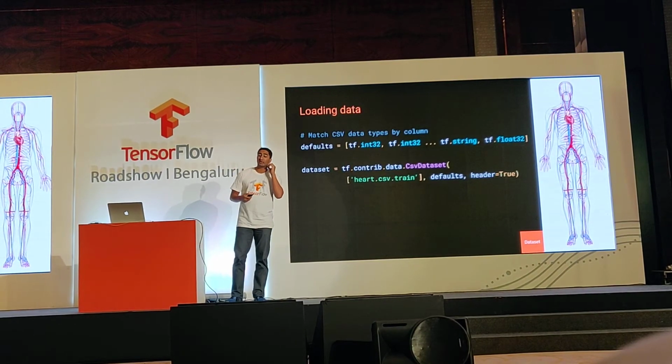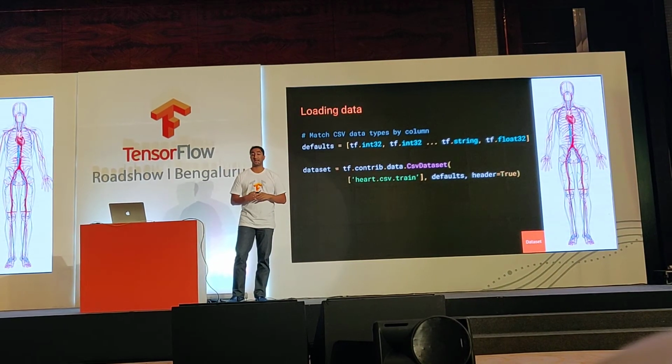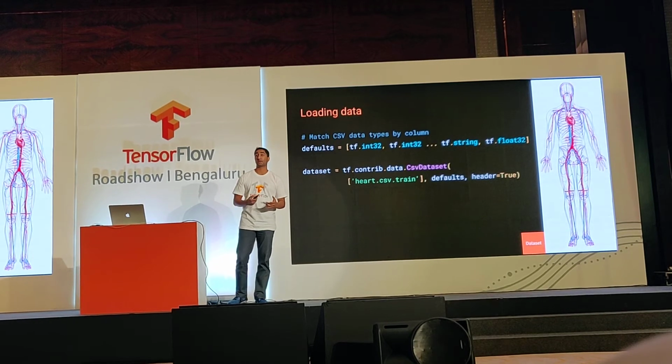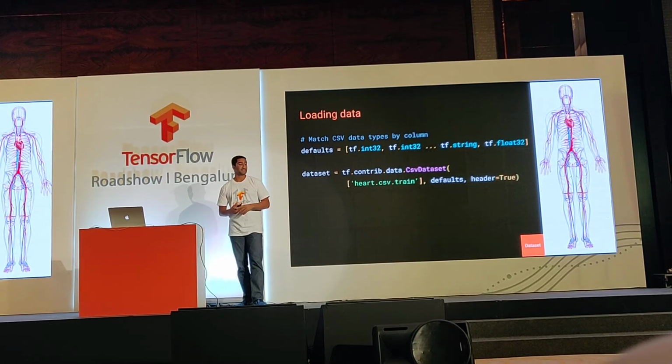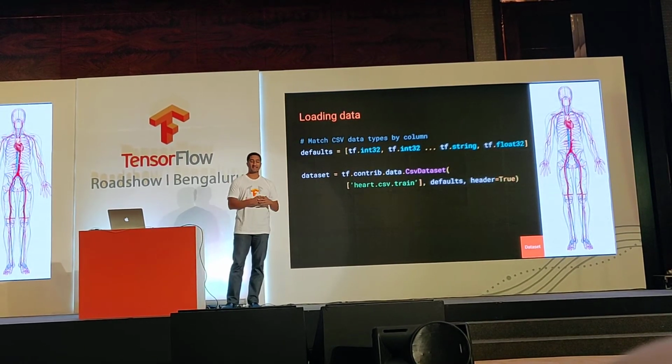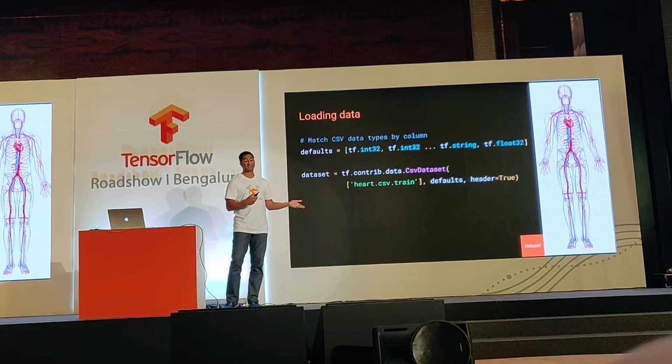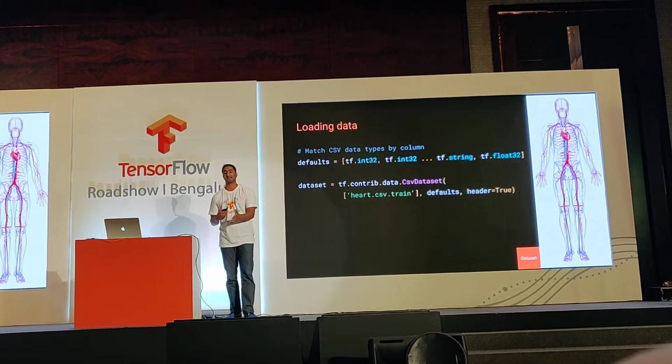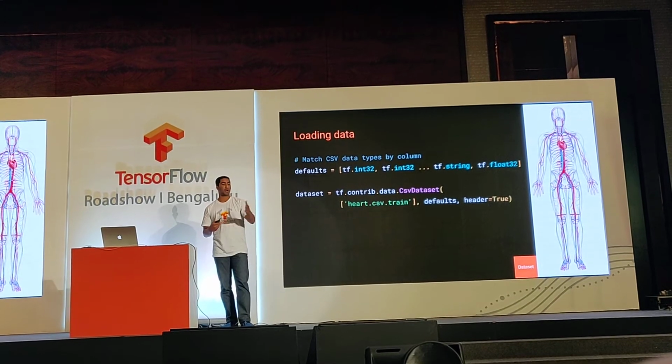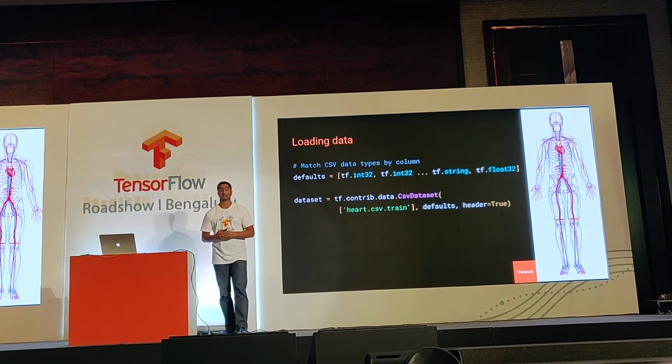So the first thing we're going to want to do is load our data in and process the data and the columns so that we can feed it into the model. This data set is a CSV data set, and we'll use the TensorFlow CSV dataset API to load our data from disk. It's in Contrib right now. We're soon going to be moving that to core.